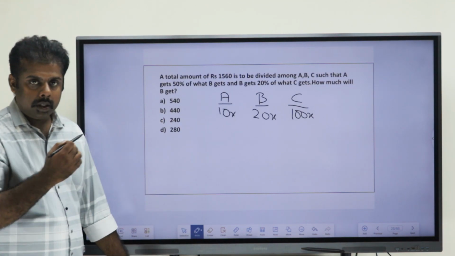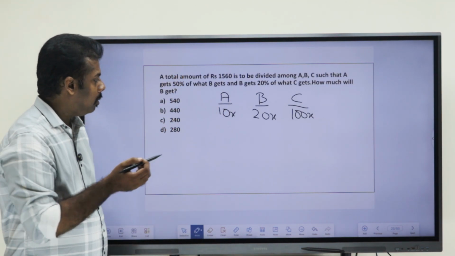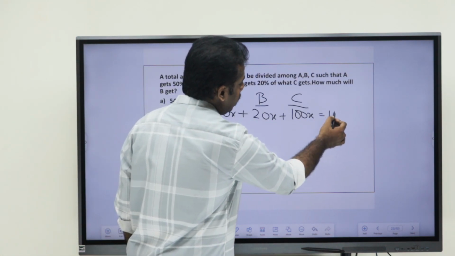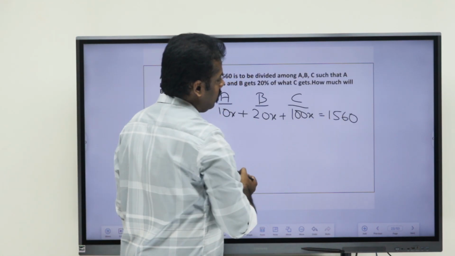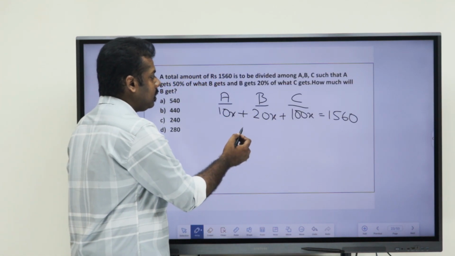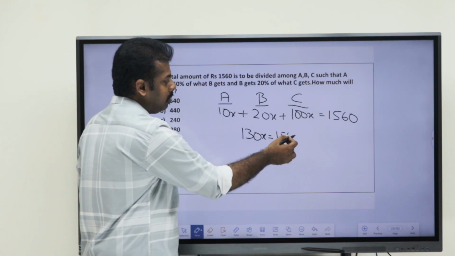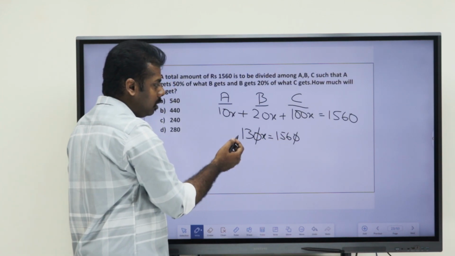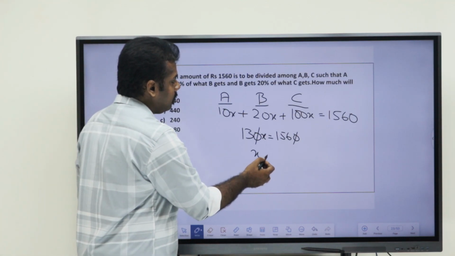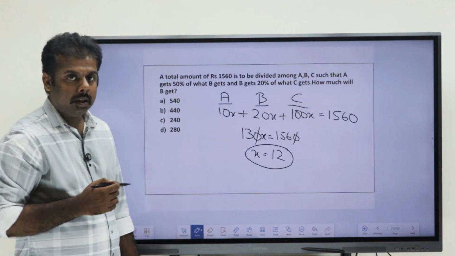Okay, so I hope that you got the connection. Now they have given the total amount. So we can assume that the sum of these three values has to give us what? 1560. Okay, just comparing the values. If you are adding these three values, 130x gives us 1560. Just cancelling out the terms, 156 by 13 is going to give us what? 12. Okay, so the value of x is 12 here.